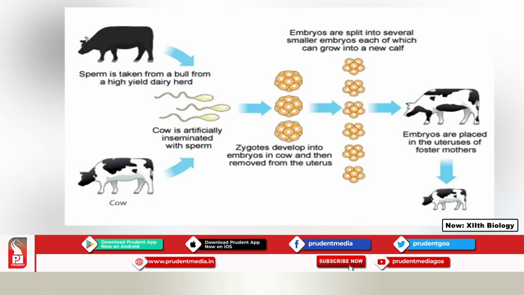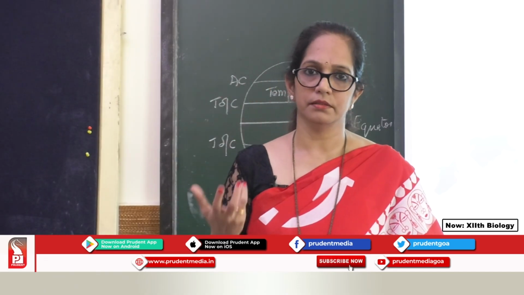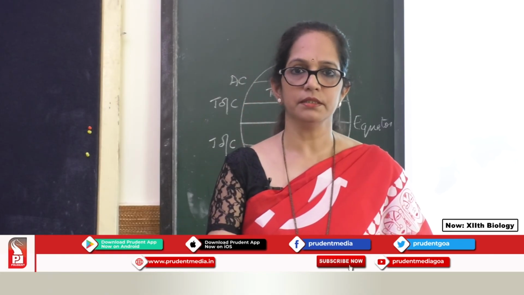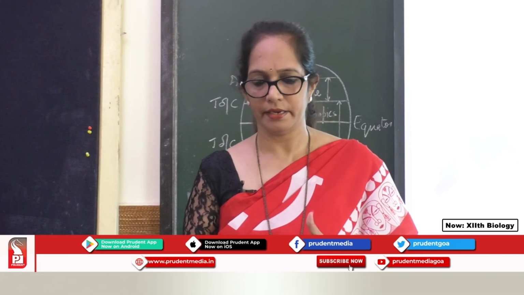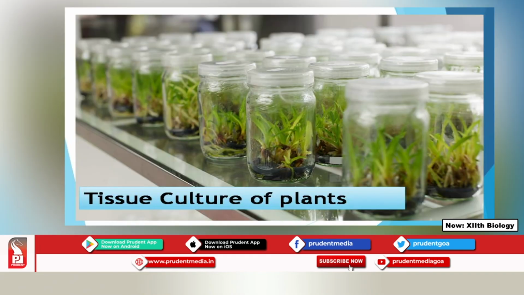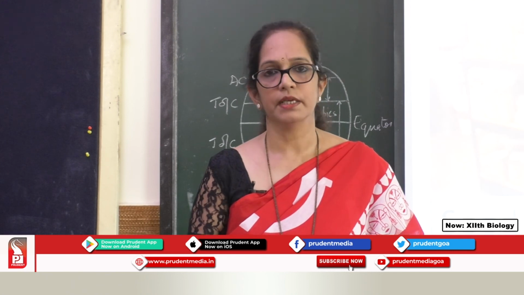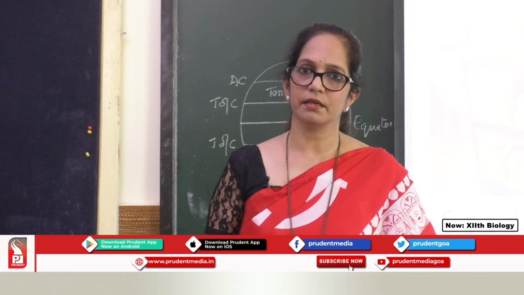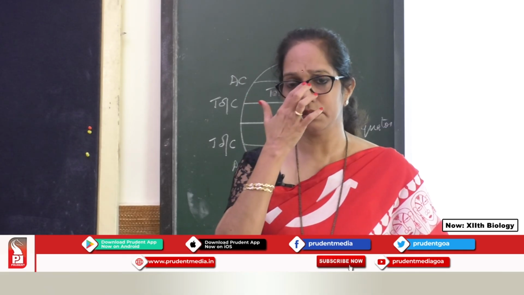In vitro fertilization means the sperm and the female gamete are made to fertilize in laboratory conditions, and then they are implanted in healthy animals. Then tissue culture is a technique by which endangered plants can be made to multiply and grown back in safe areas. Also, there are seed banks. Seeds of endangered and threatened species are taken and kept in seed banks where they can be taken and grown whenever required.